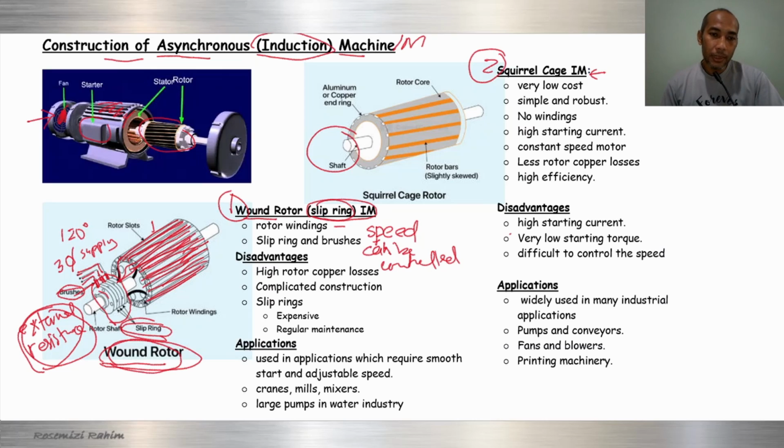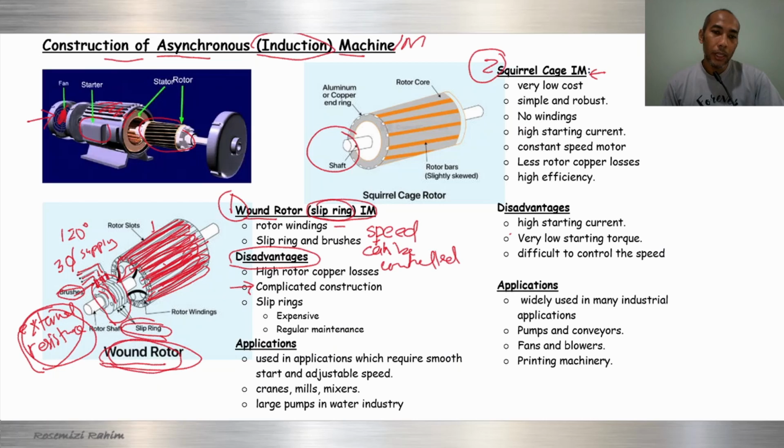However, the disadvantage of this kind of rotor is that the design is very complicated. We have slip rings, brushes, winding, and a three-phase supply. So the design and construction is very complicated. Also, they have copper winding, which means they have losses. So high loss compared to the squirrel cage, where there is no winding, so low loss.